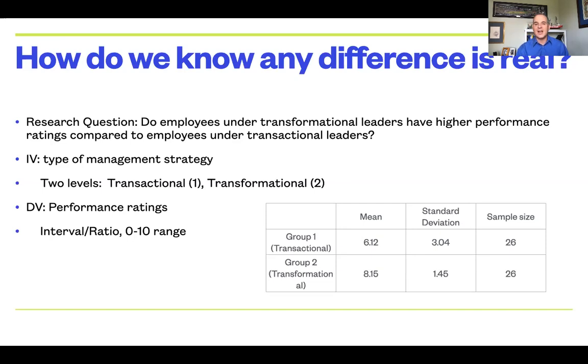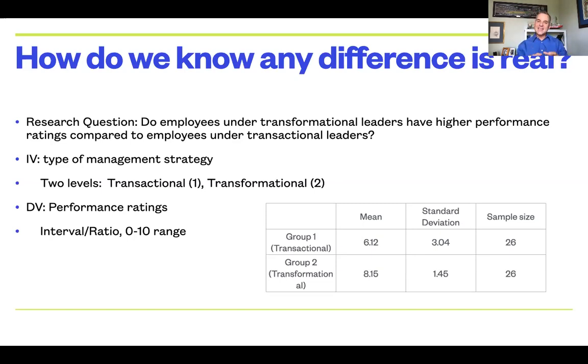Because what if it had come up that employees of transactional leaders actually had higher performance ratings than employees of transformational leaders? Well, then I might be able to say, see, I told you it'd be different. But that was not my theory. My theory was that it would be higher. So don't chicken out. Make a theory that is directional, that suggests something more than just no change. It actually suggests a direction of that change.